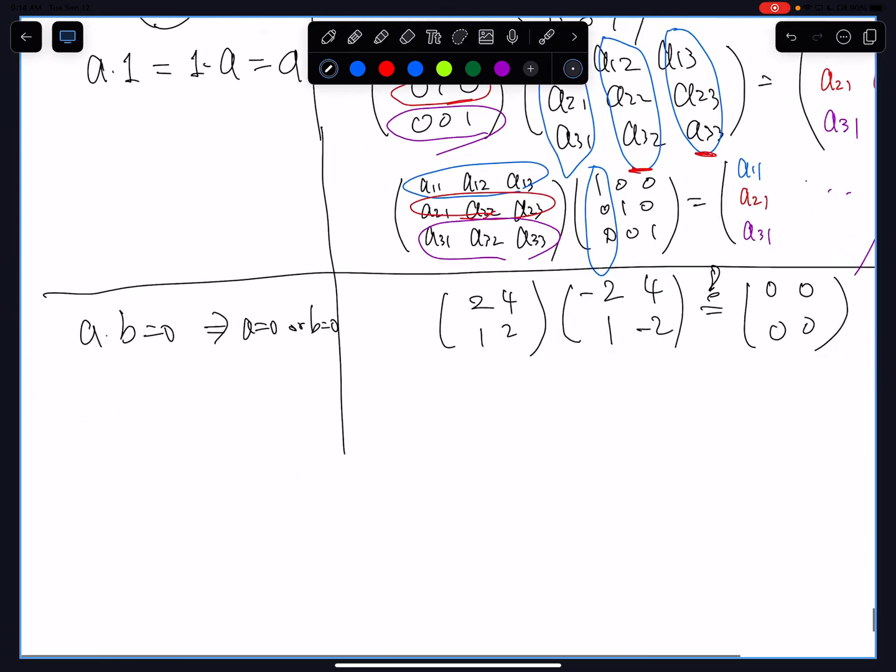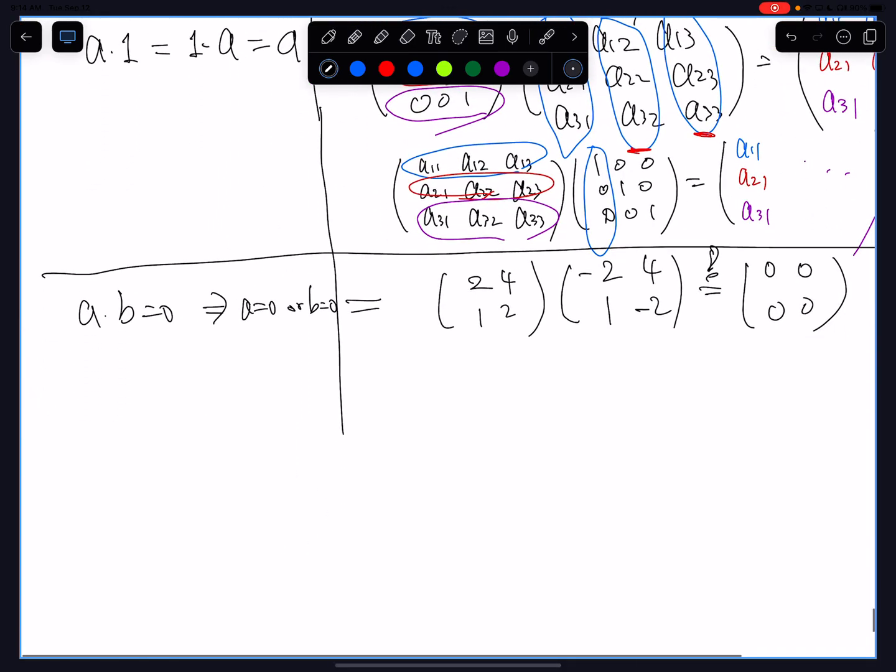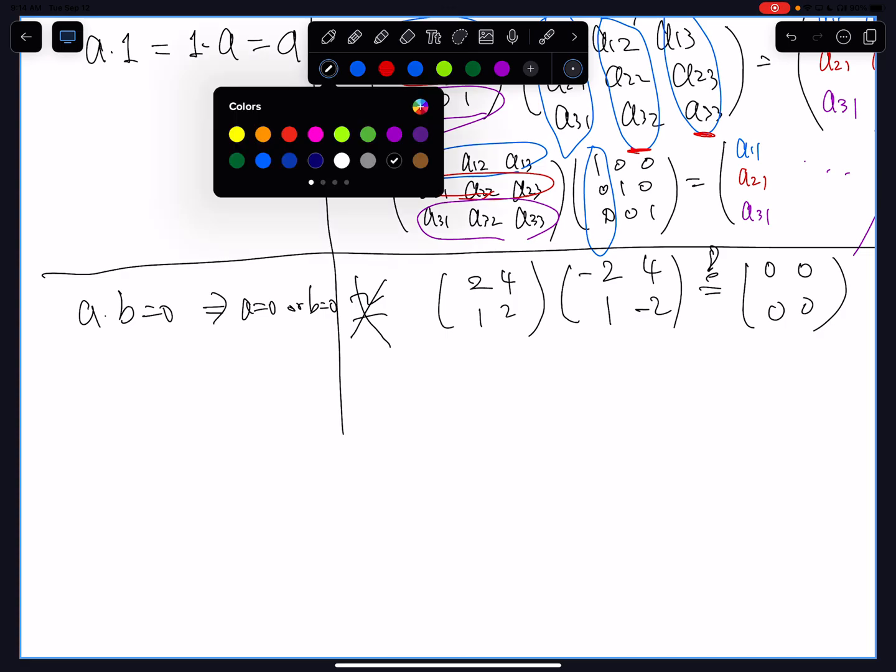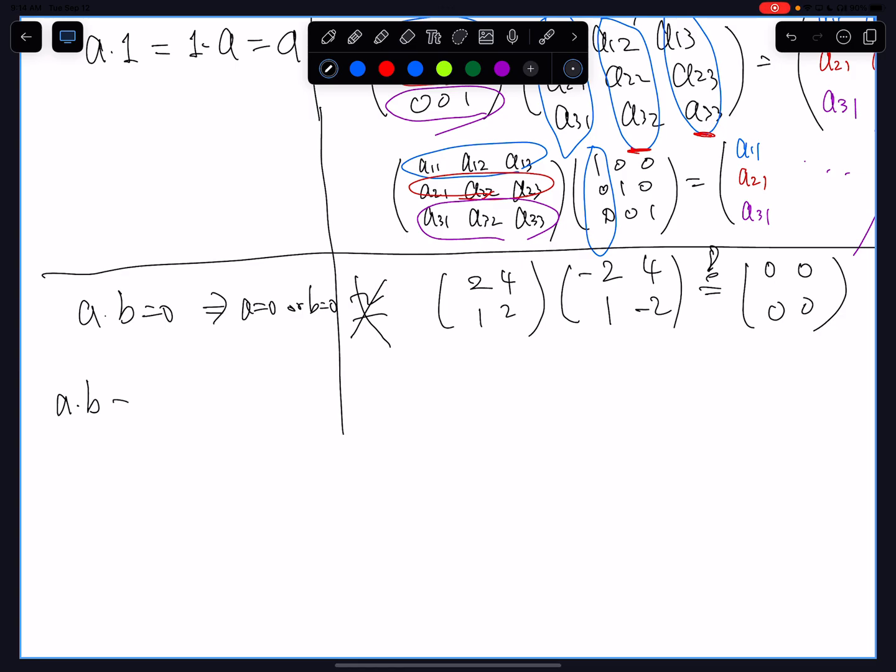So the similarity breaks down here. Matrix algebra is not exactly the same as real number algebra. Similar to this, we know that if A times B is C times B, then A is C unless B is 0, right? So in real numbers, we know that. Again, this is not going to be the same.